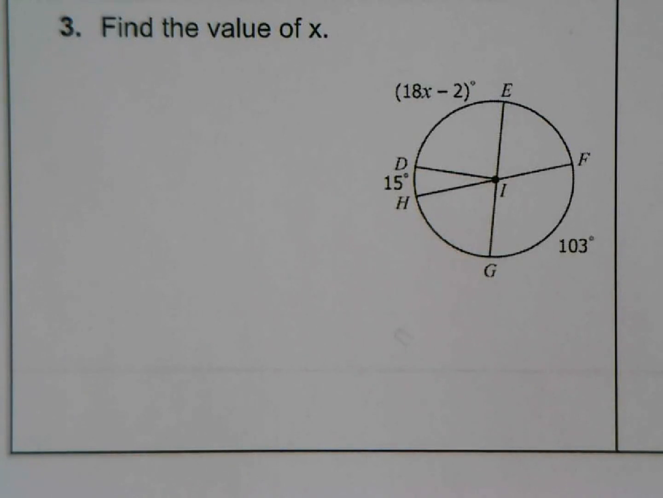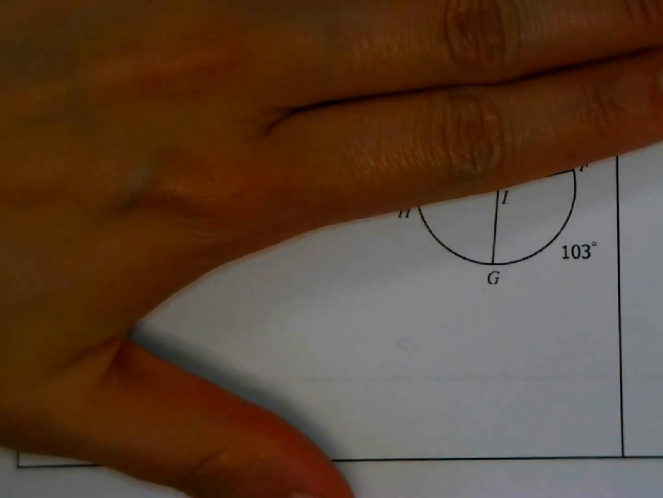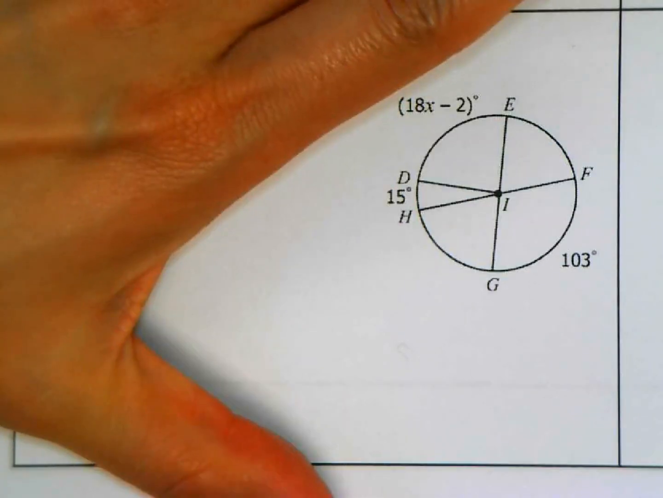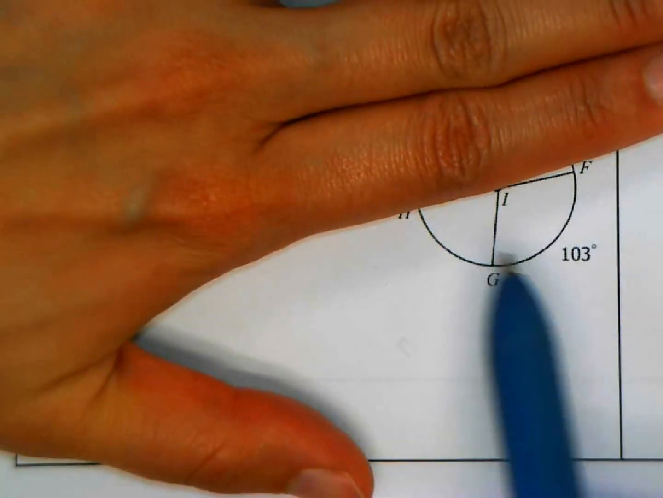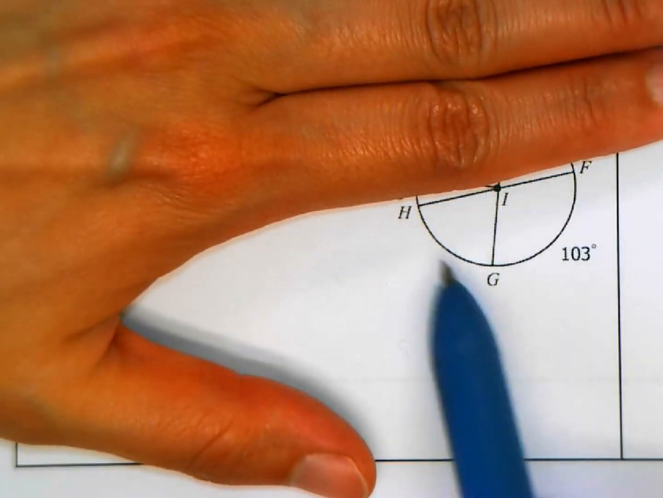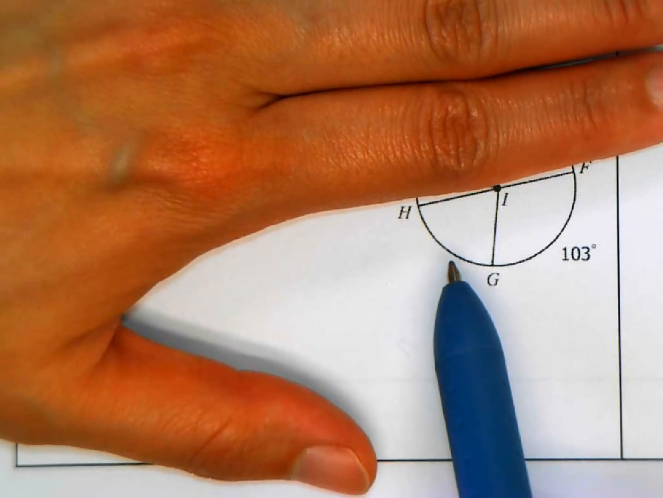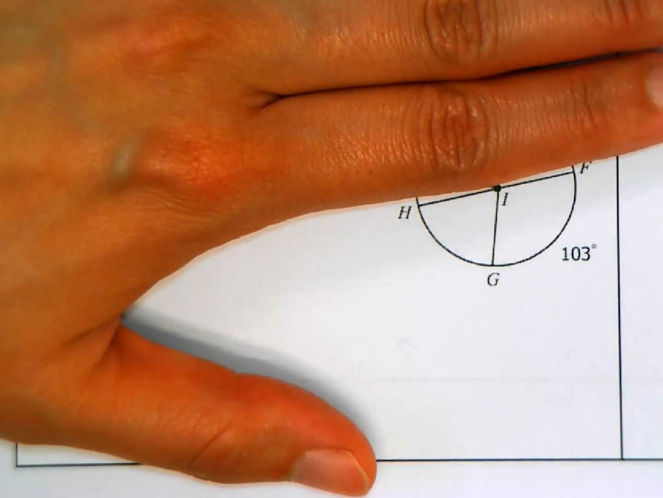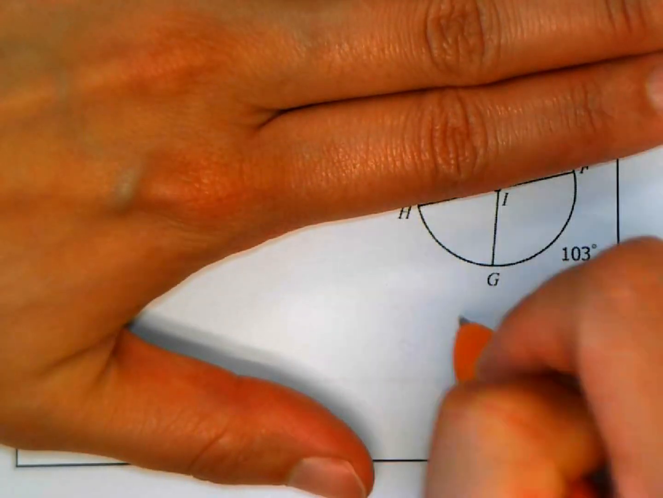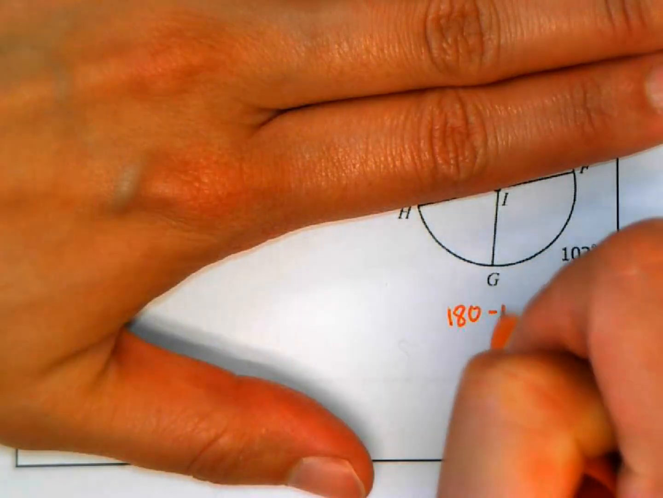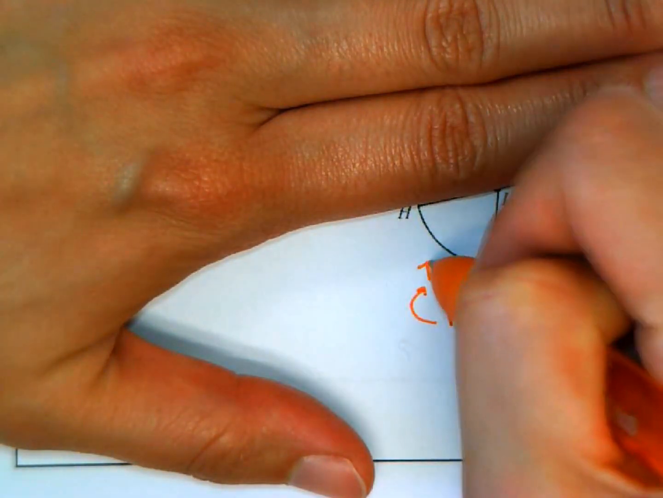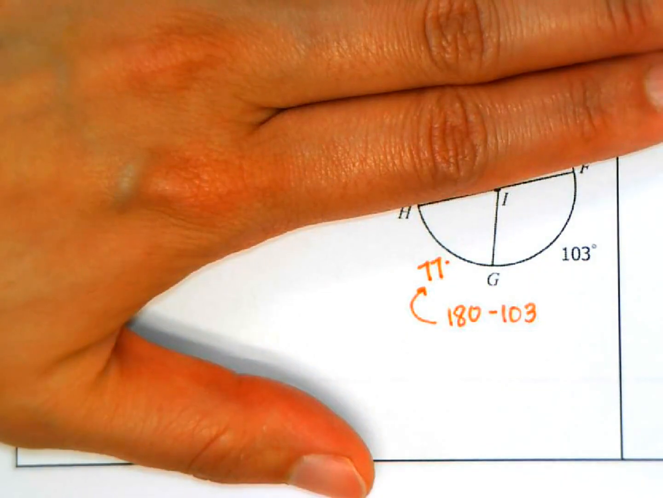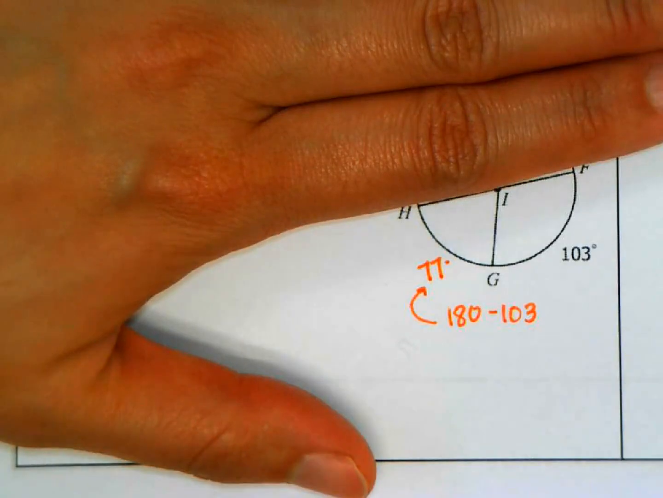Here's what I can do. If I look at this diameter, right? I have 2 diameters. I have one here and one here. If I look at just this half of the circle, how do I find this arc, you guys? Yeah, if I do 180 minus 103 for that, I get 77. Any questions there? I didn't darken anything because I'm not going to land on that diameter.